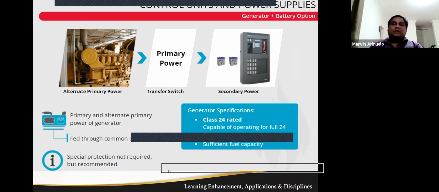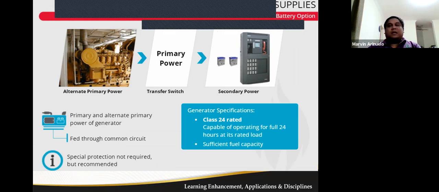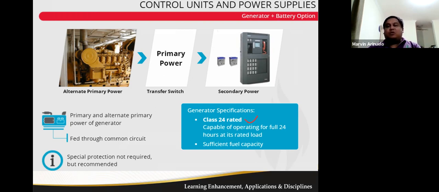If the generator supplies other loads as well, no problem, but it must be included in the fuel capacity calculation. The required fuel capacity for a generator operating at full load will usually be calculated by the generator manufacturer or the supplier or the specialist. So again, generator specification Class 24, meaning capable of operating for a full 24 hours at unrestricted load, and there should be a sufficient fuel capacity.